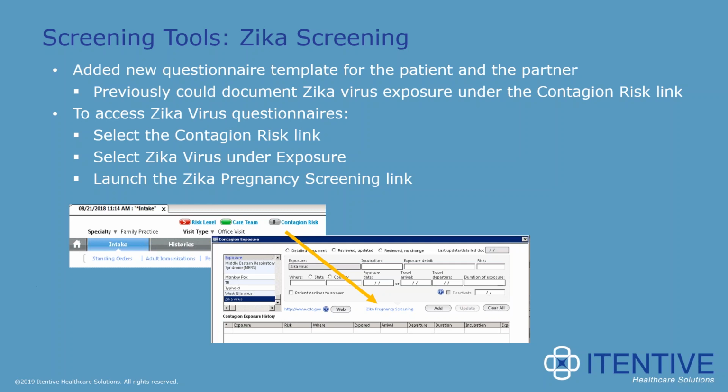So there's a new questionnaire template for the patient and their partner. Previously, you could document Zika virus exposure under the contagion link. Now, to access Zika virus questionnaires, you're going to select that same contagion risk link, select the Zika virus under exposure, and then this will actually launch the Zika pregnancy screening link.